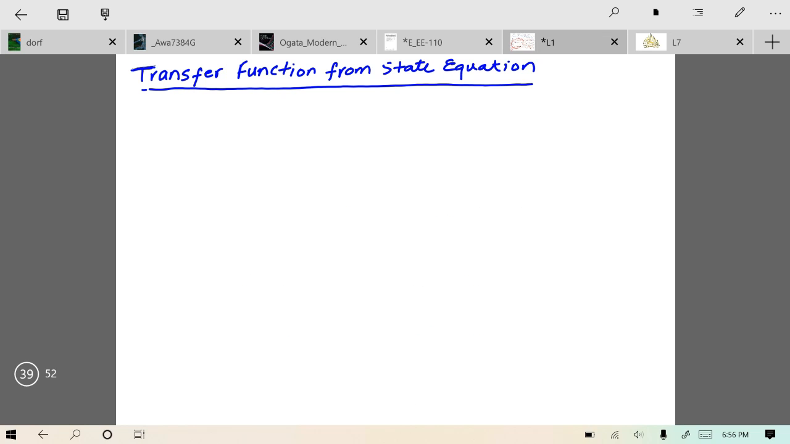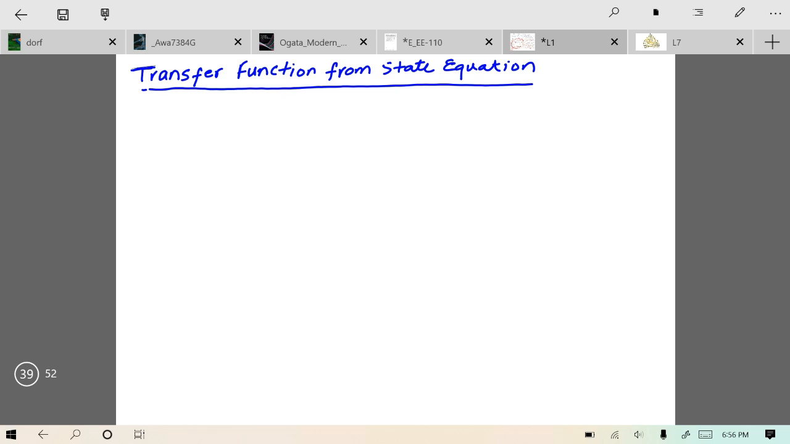Today we will learn a few more basic things about state equations, feedback control systems and their characteristics, the Jordan block, and some other interesting things. First of all, let's start with this title: how can we find a transfer function from a state equation?